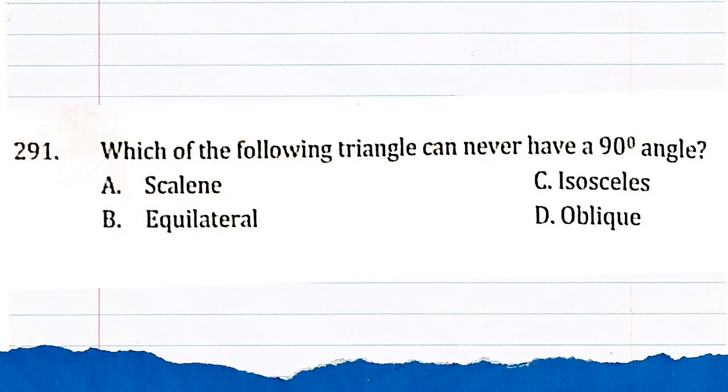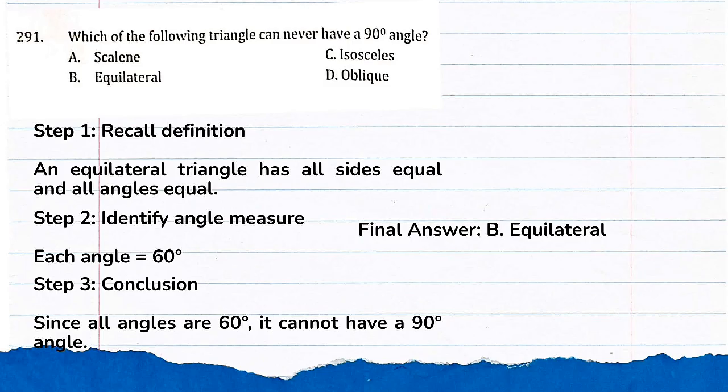Question number 291. Which of the following triangles can never have a 90 degrees angle? A. Scalene, B. Equilateral, C. Isosceles, D. Oblique. Now let's first recall the definition. An equilateral triangle has all sides equal and all angles equal. Next, identify the angle measure. Each angle is equal to 60 degrees. Since all angles are 60 degrees, it cannot have a 90 degrees angle. Therefore, the answer is equilateral.